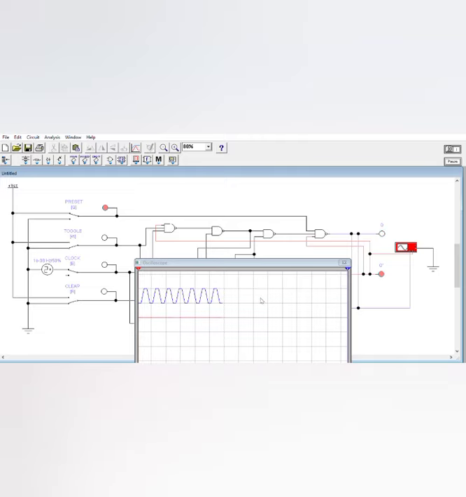If both the preset and clear are off, we have an undesirable output because they are both 1, and it is called a race condition, because Q and Q prime should have opposite values because Q prime is the complement of Q.